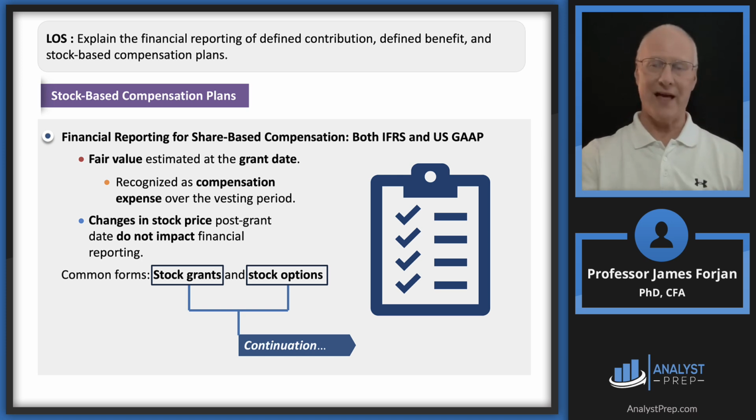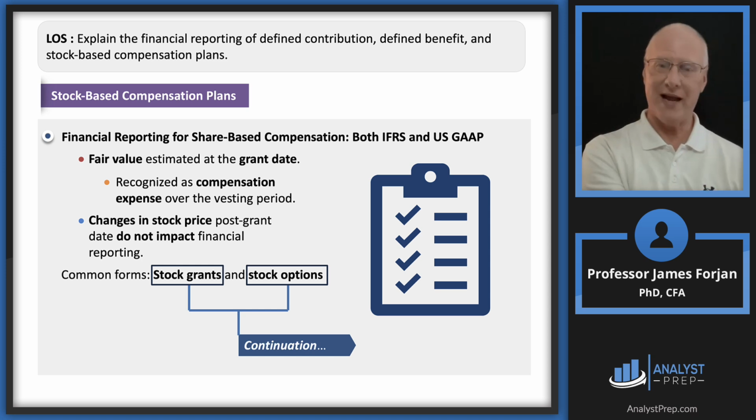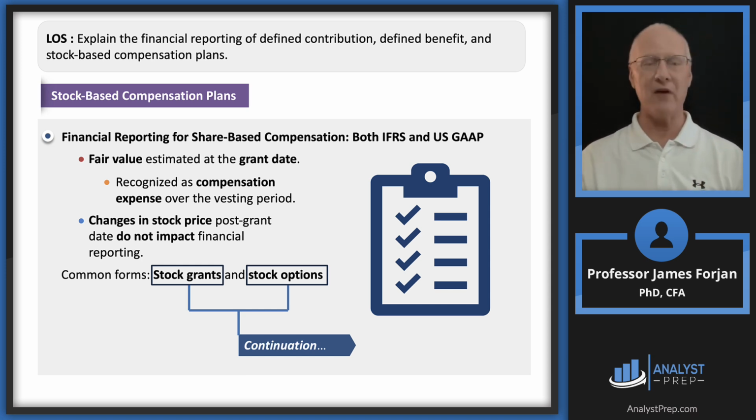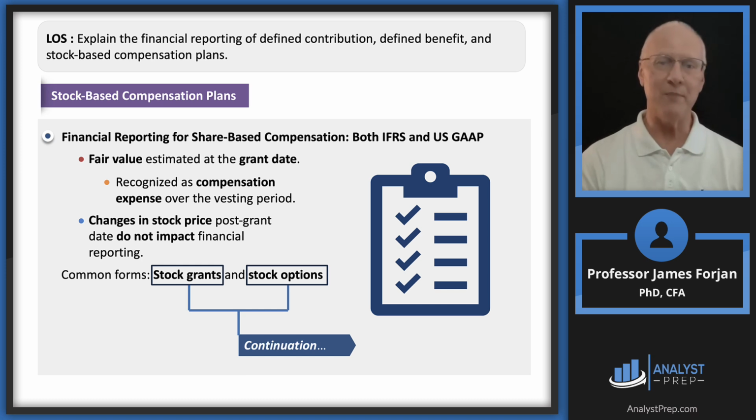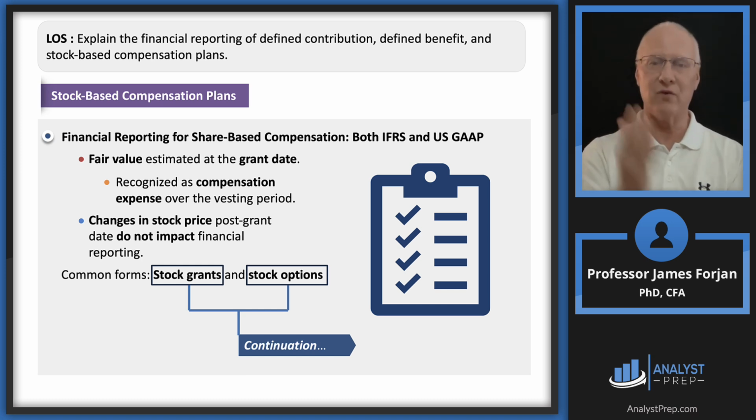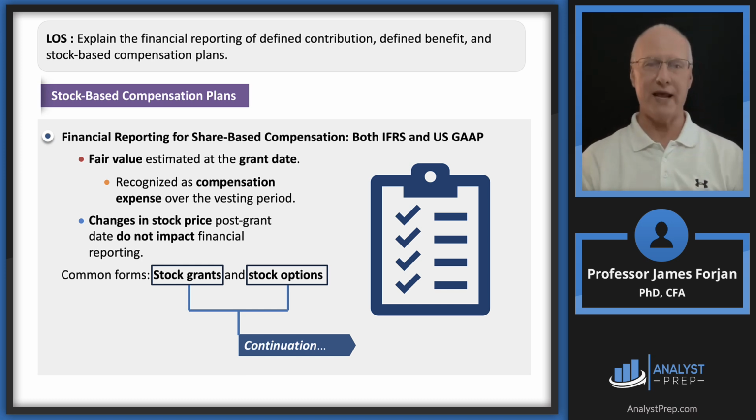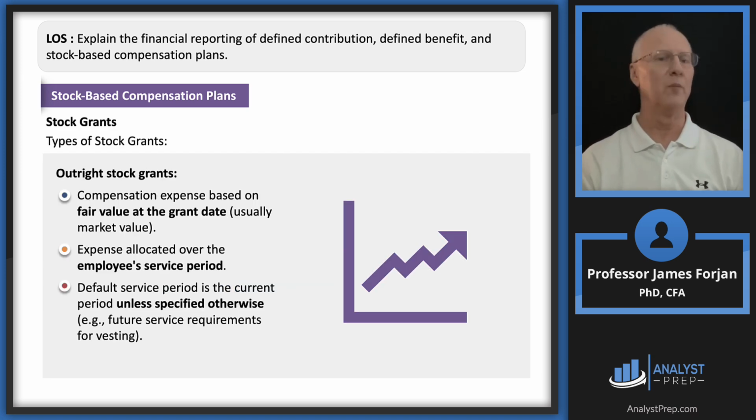Note that if that stock price is $100 today, the firm expenses that as $100. If the stock price goes up to $200 or $800 or $5,000, the firm doesn't have to keep adjusting that. The only thing that matters is what happens on the grant date for this stock compensation plan. Now, it can take the form of stock grants, which we'll do here, and then stock options, which we'll do here in just a little bit.